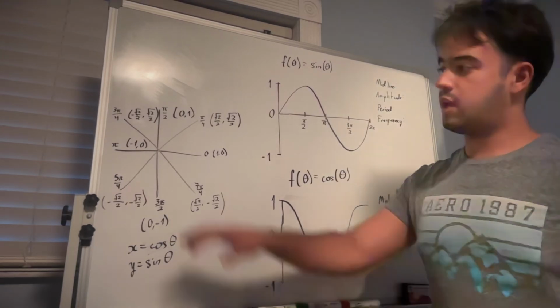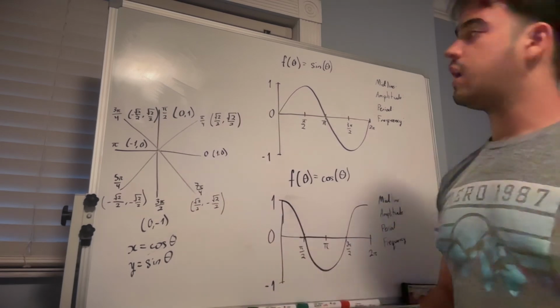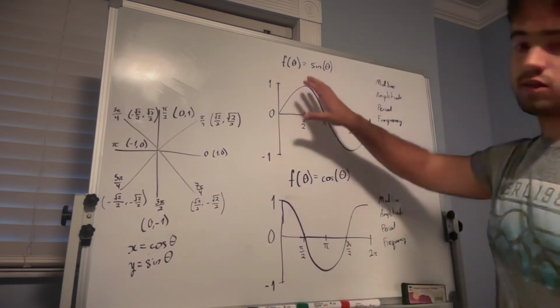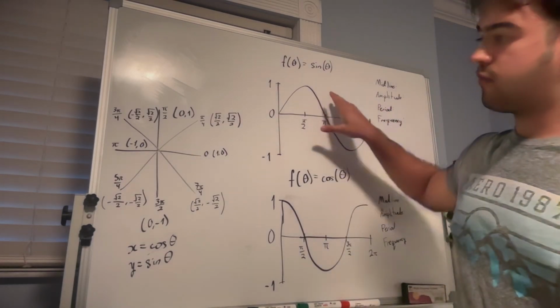So here I've drawn out a portion of the unit circle, missing some of the smaller angles, and we have our sine and cosine graphs. And we're going to look at our sine graph first.